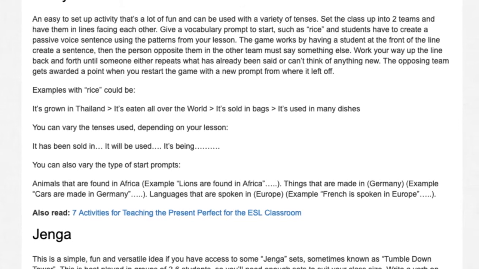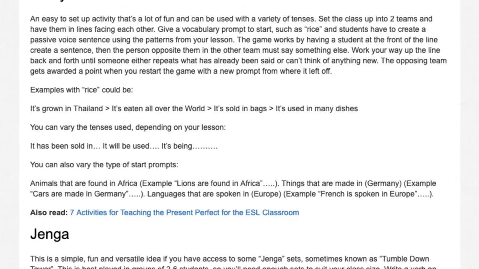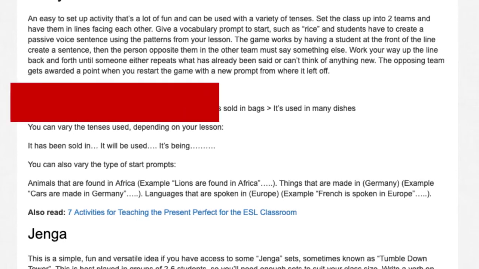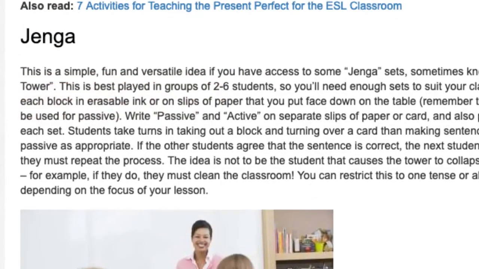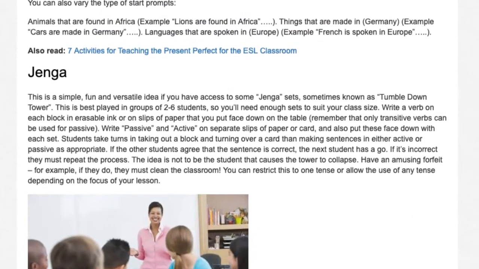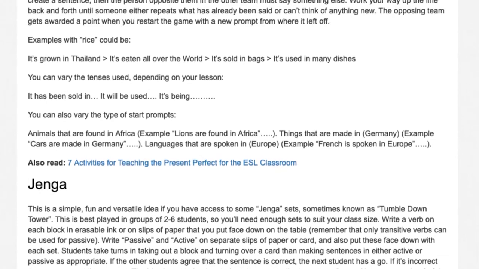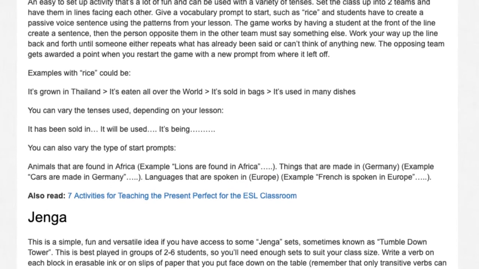You can also vary the type of start prompts. Animals that are found in Africa. Example: lions are found in Africa. Things that are made in Germany. Example: cars are made in Germany. Languages that are spoken in Europe. Example: French is spoken in Europe.